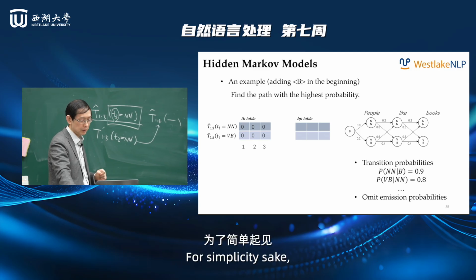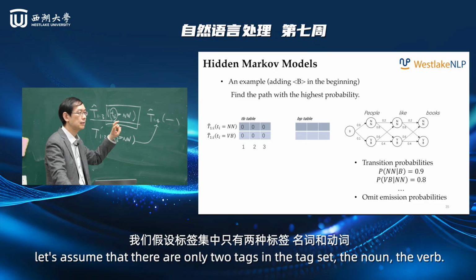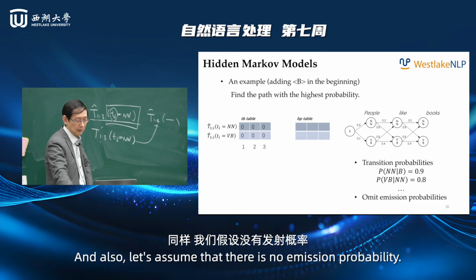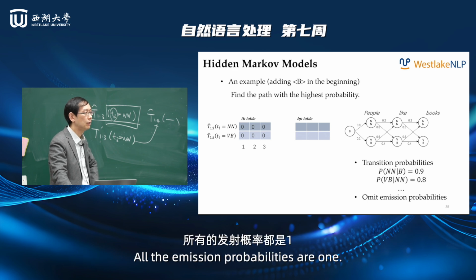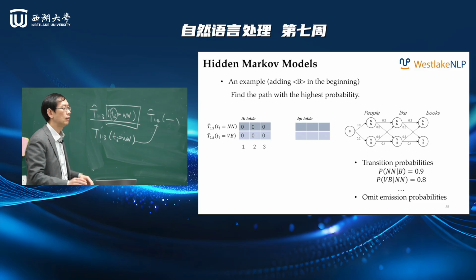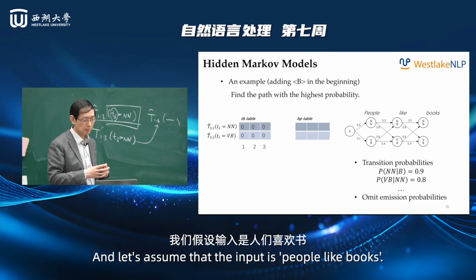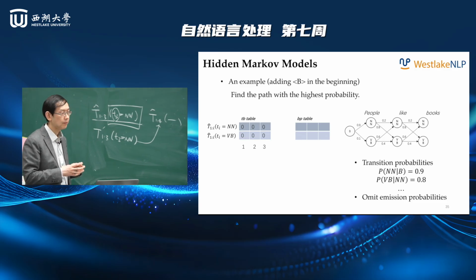For simplicity's sake, let's assume that there are only two tags in the tag set, the noun and the verb. And also let's assume that there's no emission probability. All the emission probabilities are 1. We only care about the transition probability. And let's assume that the input is "people like books".